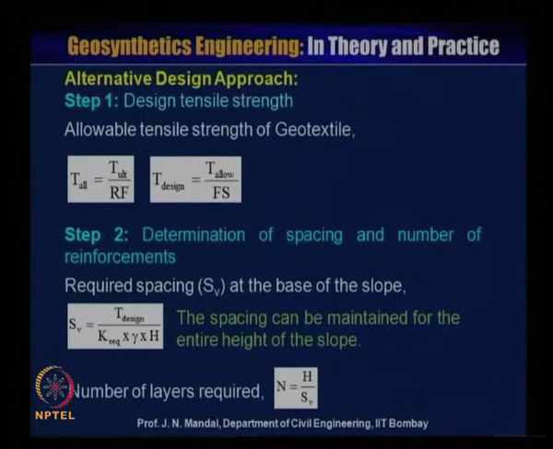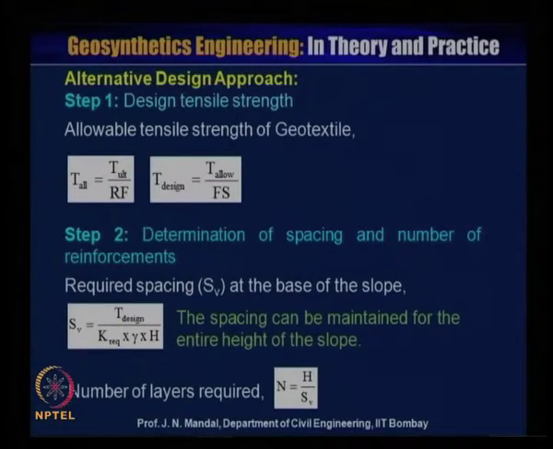Now the alternative design approach. Step 1, design the tensile strength. The allowable tensile strength of the geotextile, T allowable, is equal to T ultimate by reduction factor. So T design will be T allowable by factor of safety Fs. Step 2, determine the spacing and the number of reinforcements. The required spacing SB at the base of the slope is SB equal to T design by K required into gamma into H.